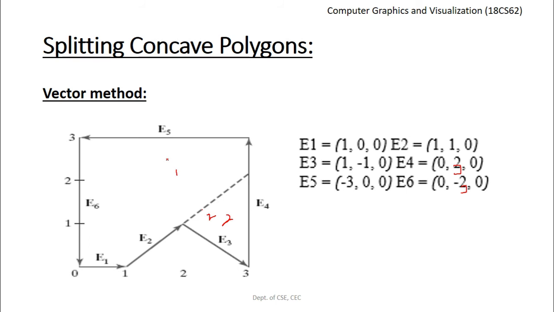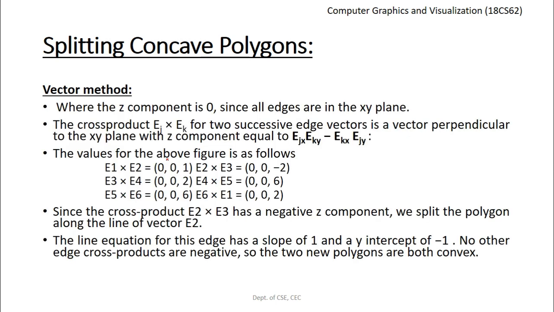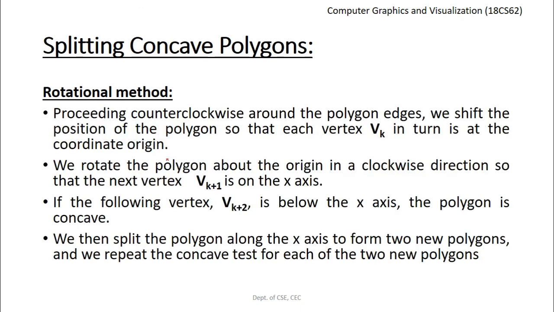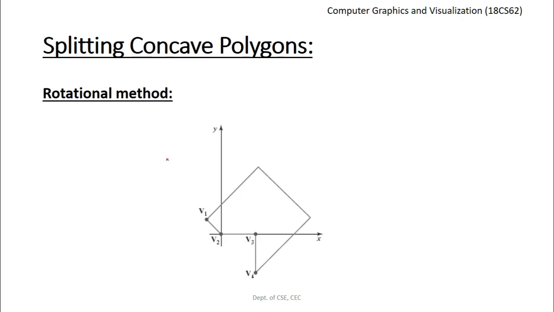Now we also have two more methods. The second method we call the rotational method. Proceeding counterclockwise along the polygon edges, we shift the position of the polygon so that each vertex is in turn at the coordinate origin. We place each of the vertices of the polygon so that it lies at the origin. We rotate the polygon about the origin in the clockwise direction so that the next vertex is on the line that represents the x-axis.